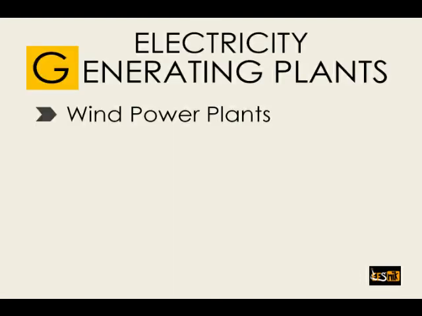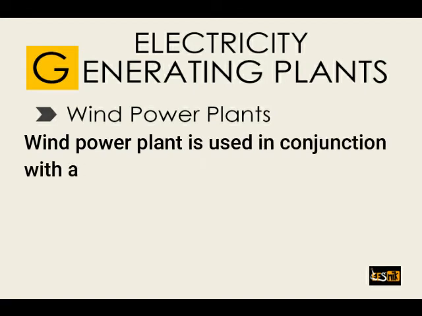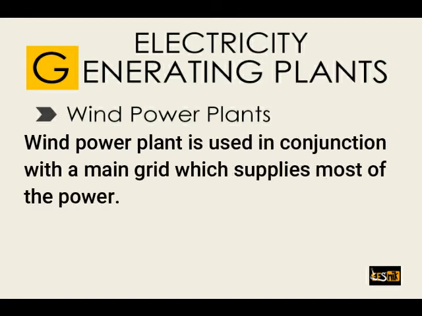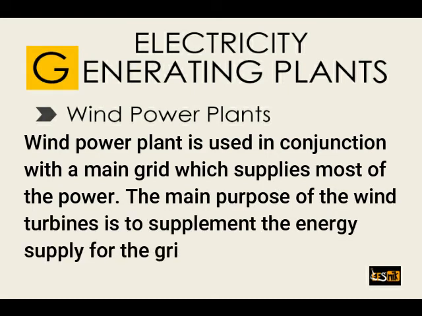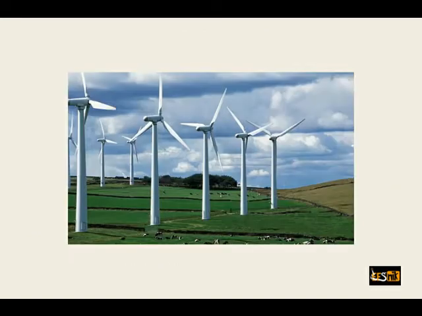Wind power plants. A wind power plant is used in conjunction with the main grid, which supplies most of the power. The main purpose of the wind turbines is to supplement the energy supply for the grid.